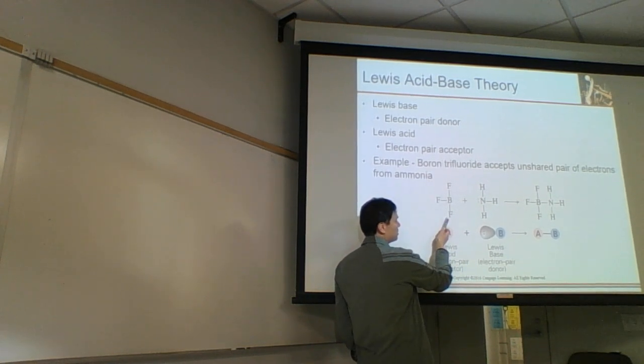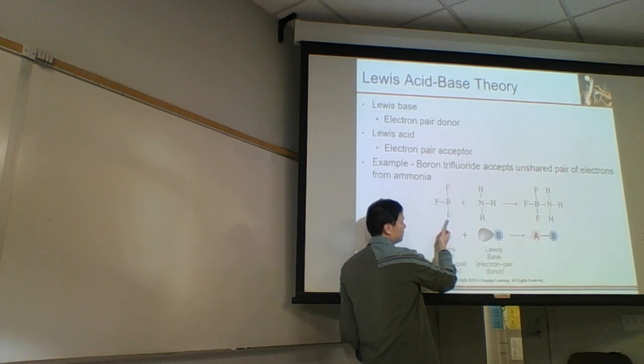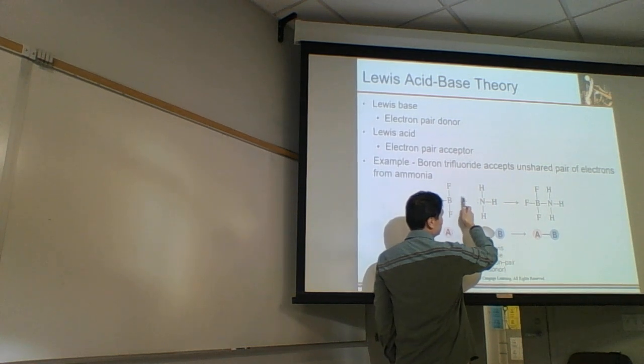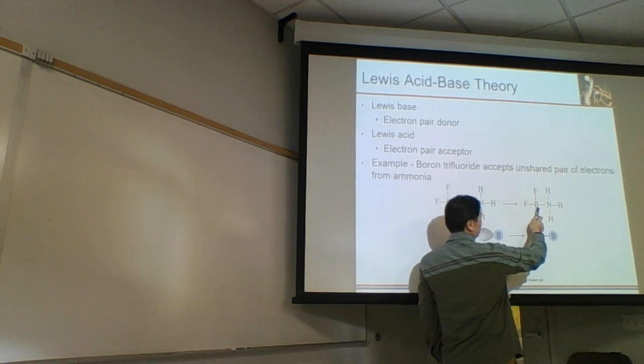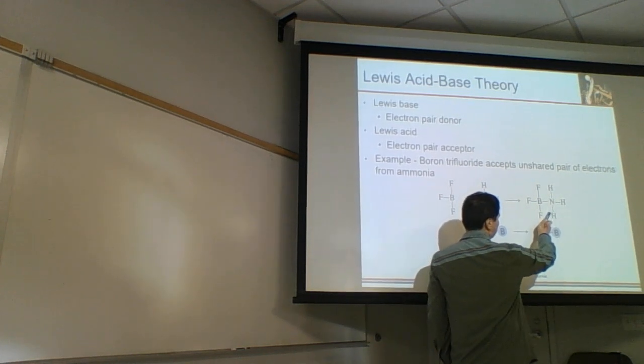BF3, in order to be a Bronsted acid, it will have to have an H that it could donate. It doesn't have any H to donate. And so in this case, we have an electron pair that's going to be shared, donated, and we form this boron-nitrogen single bond. So everybody has an octet.